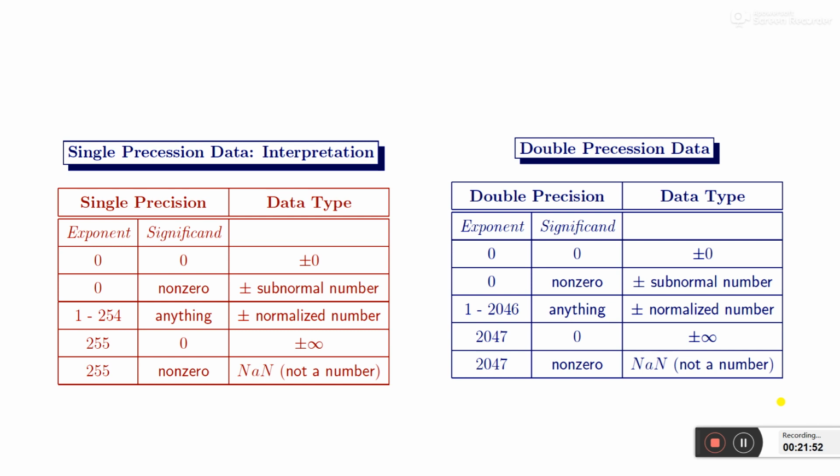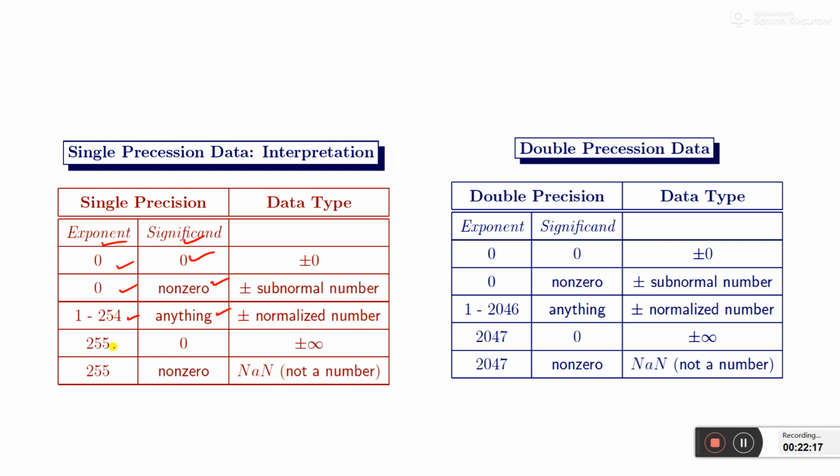So there are some things for the interpretation of single precision and double precision. In single precision, if both the exponent and the significant are 0, then it is a plus or minus 0 data. If one is 0 and the other is non-zero, then it is a subnormal number. If the exponent is 1 to 254 and the significant is anything, then it is a normalized number.